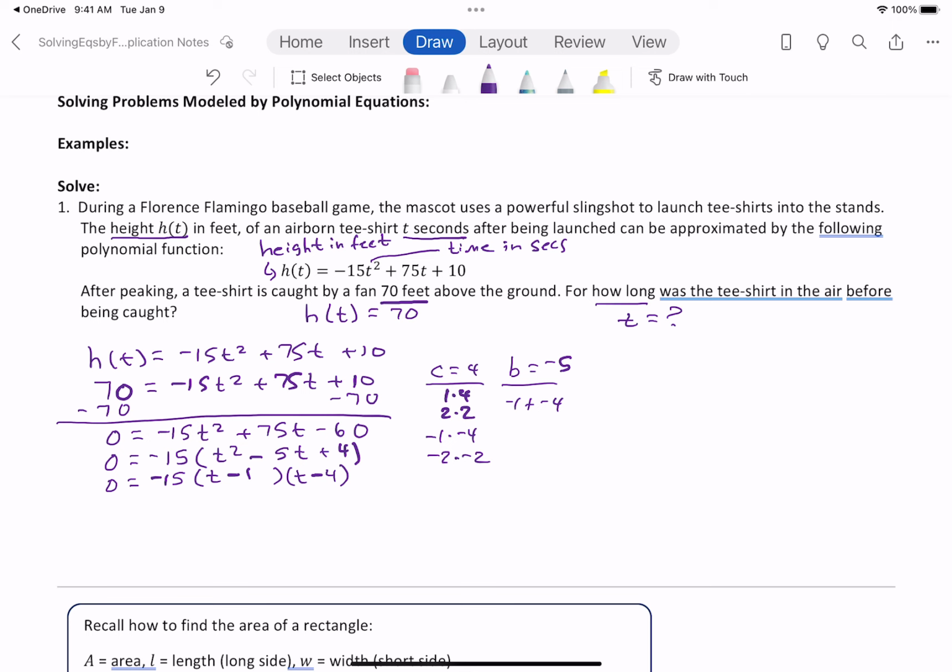And now we set each of the factors that have a variable term. The negative 15 that's out front is just a number. It doesn't have a variable, so we don't include it. So we're going to set the first factor t minus 1 equal to 0, and the second factor t minus 4 equal to 0. And then we're just going to solve each one of those out.